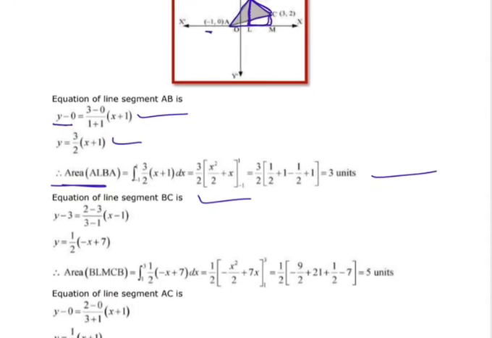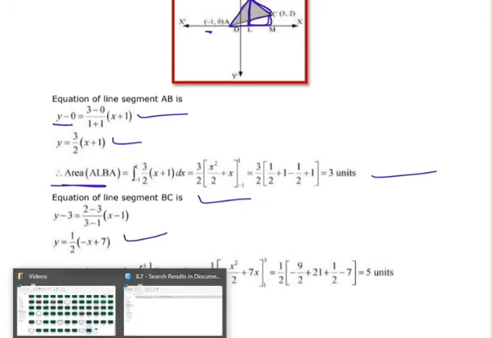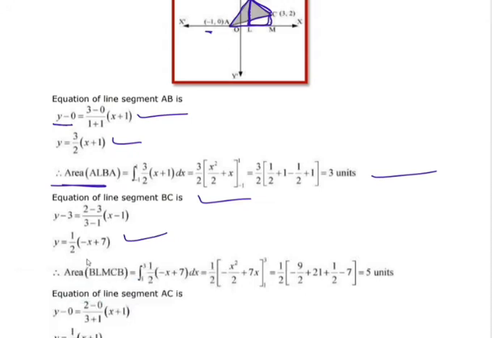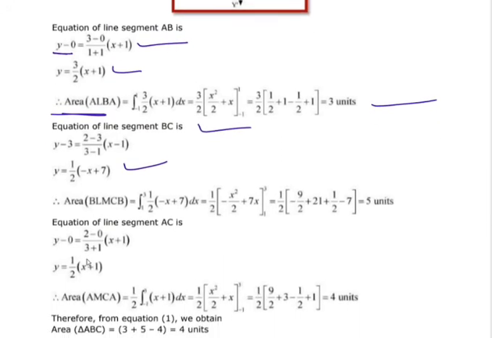So the equation of line segment BC now, this line. So y minus 3 equals 2 minus 3 by 3 minus 1, just substituting the value, x minus 1. So y equals 1 by 2 of minus x plus 7. So the area of BLMCB is equal to the integral from 1 to 3 along the x axis of 1 by 2 times minus x plus 7. 1 by 2 taken outside, it is minus x square by 2 plus 7x, 1 to 3. Applying the limit here, what we get is 5 units.